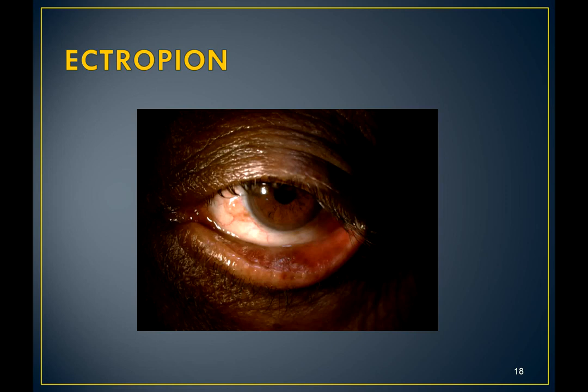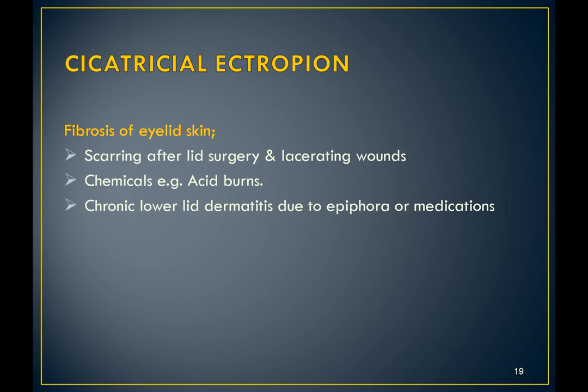This is typical ectropion. As you see, the lower lid is everted out. Cicatricial ectropion. Here, fibrosis is occurring on the skin of the eyelid, whereas in cicatricial entropion, cicatrization was on the tarsal conjunctiva. Here it is on the skin that contracts and pulls the lid outwards.